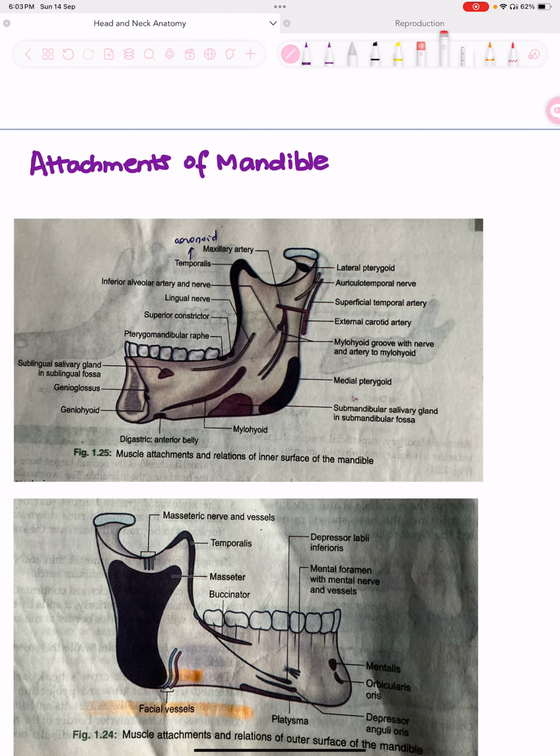Hi everyone, let's talk about the attachments in terms of muscles of the mandible. Starting off, first of all, talking about the oblique line. Now, recall all information. Where's the oblique line? On the outer surface or inner surface? The outer surface. On the inner surface, you had the mylohyoid line.